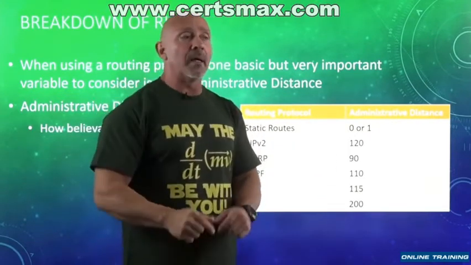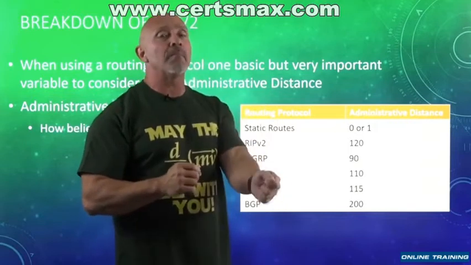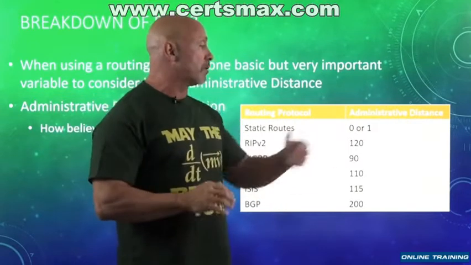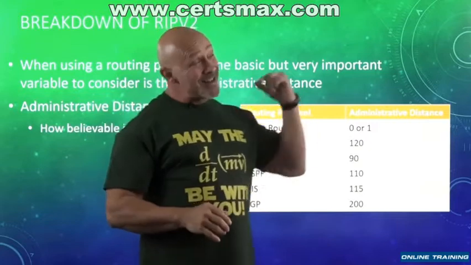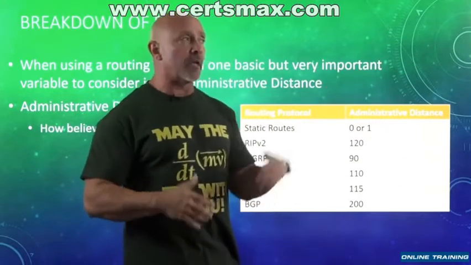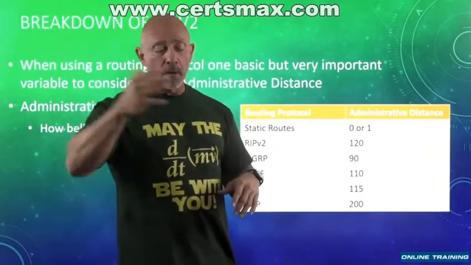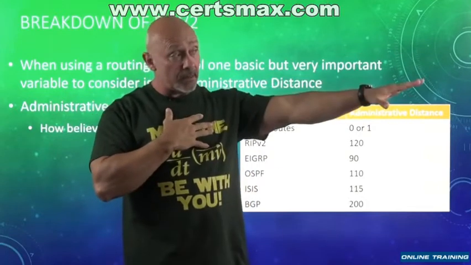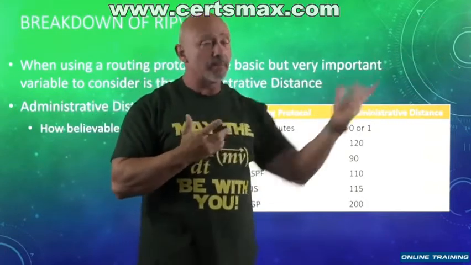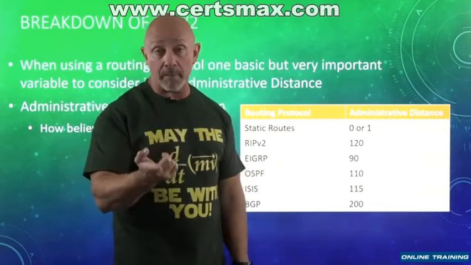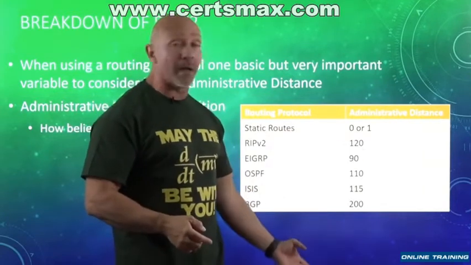Static routes, 0-1. Why was that? Because if you use the exit interface, it looks like it's connected, so the administrative distance is going to be 0. If you use the next router's hop address, let's say your network is 10.1.1.4, you're 5, he's 6, so the next hop, 6, will look as if it's a 1 hop count. But it's still lower than any other routing protocol.